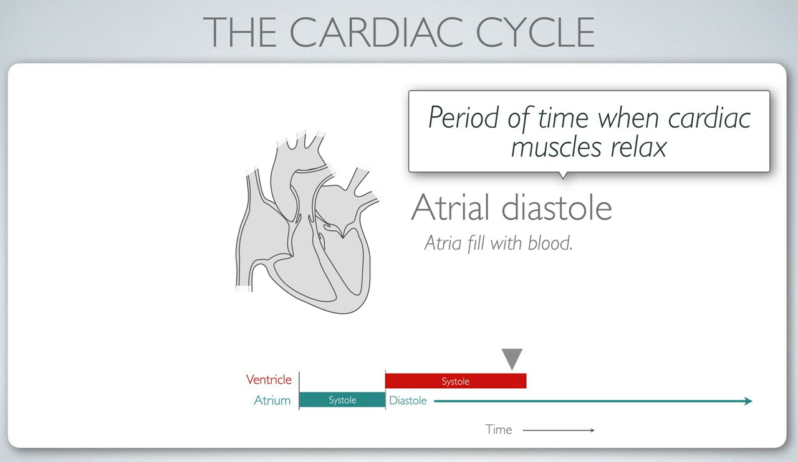And at this time, the atria fill up with blood. Okay, so we have, in the case of the right heart, the vena cava, the inferior and the superior vena cava, the major veins that fill up the atria. So you can see atrial diastole is a pretty long period of time compared to that period of systole, and the atria are filling up with blood the whole time.